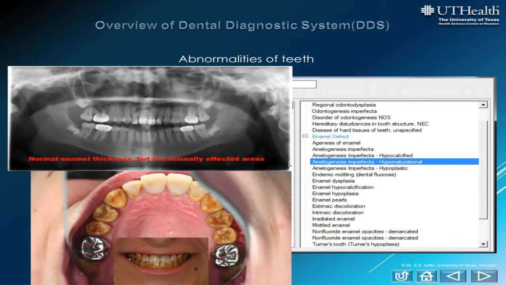As you see here, abnormalities of teeth have several subcategories such as cementum defect, dental defect, enamel defect, eruption abnormality, number alterations, pulp abnormality, shape alteration, size alteration. This 19-year-old female patient presented to our clinic with the chief complaint of "I need crowns." Normal enamel thickness, but occasionally affected area evident. After evaluation of the patient's past and present medical and dental history, a diagnosis of amelogenesis imperfecta was determined.